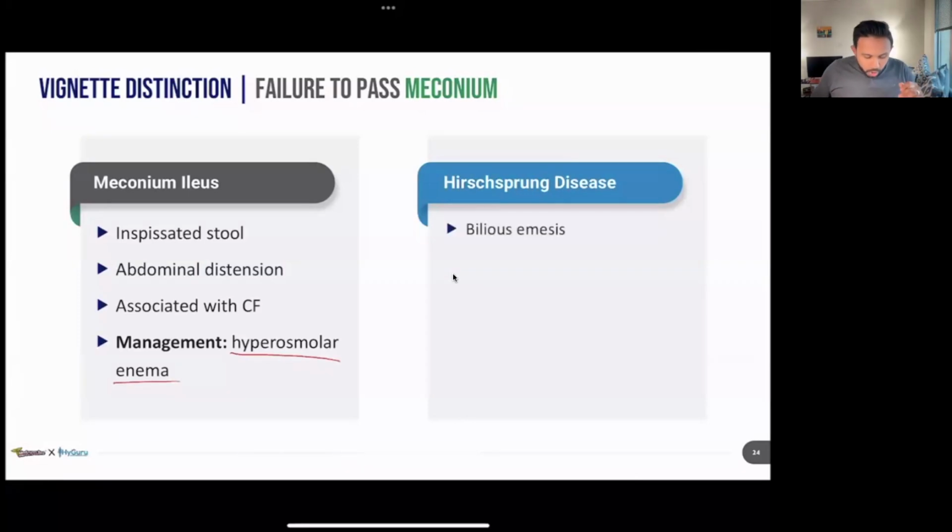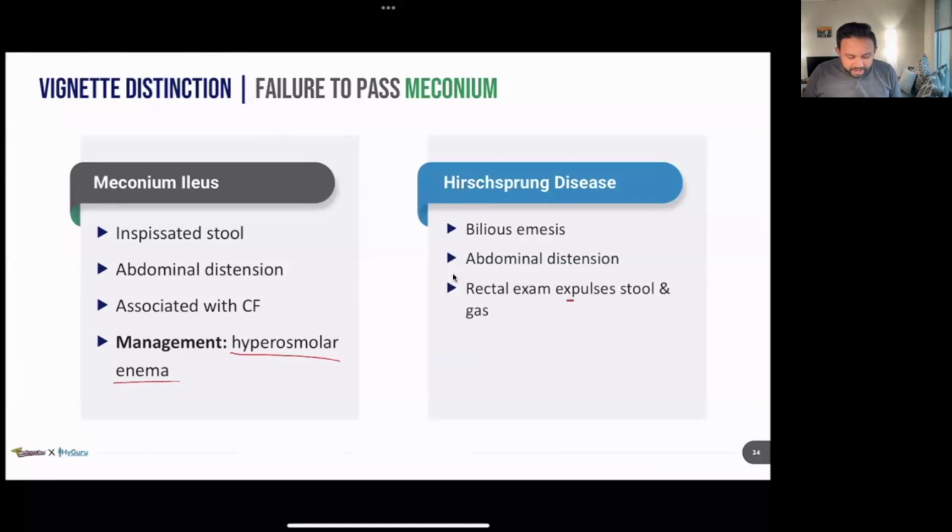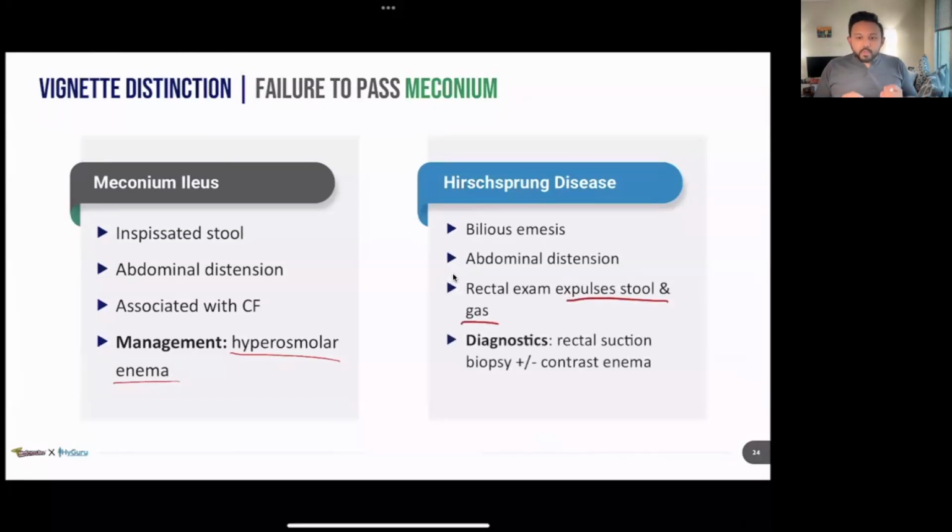to poop. Hirschsprung, you're going to get bilious emesis, abdominal distension, and you're going to have that characteristic squirt sign, which we saw in the vignette. We're going to confirm with rectal suction biopsy. You won't see the myenteric plexus, and then the management is going to be surgery. Remember that in meconium ileus, you think of microcolon, whereas in Hirschsprung, megacolon. This one is cystic fibrosis. This one is trisomy 21.